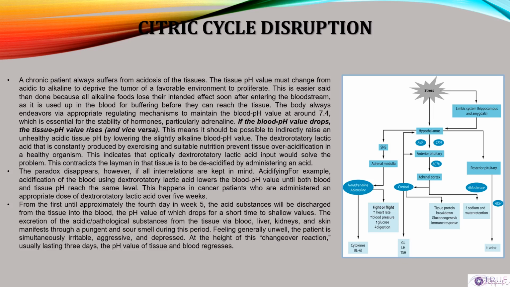And this happens in cancer patients who are administered an appropriate dose of dextrorotatory lactic acid over 5 weeks. From the first until approximately the 4th day in week 5, the acidic substances will be discharged from the tissue into the blood, and the pH value will drop for a short time to shallow values as a result. The excretion of the acidic and pathological substances from the tissue via blood, the liver, the kidneys, and the skin manifests through a pungent and sour smell during this period.